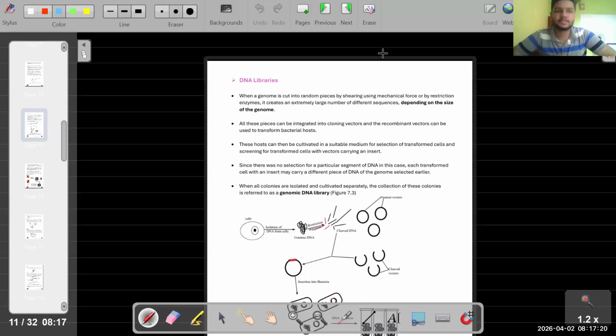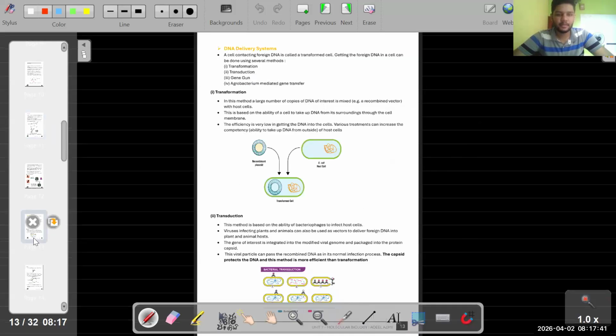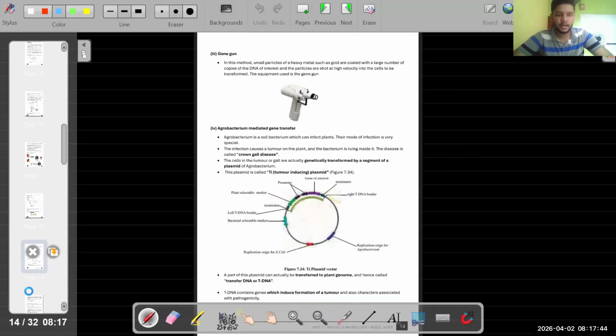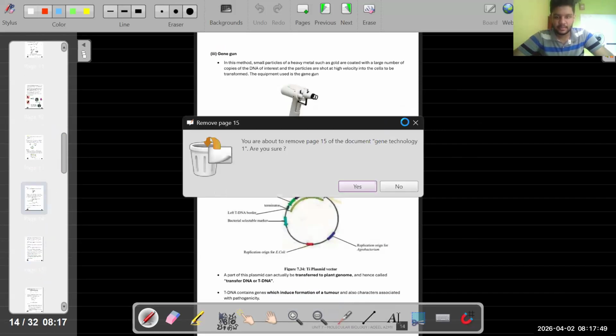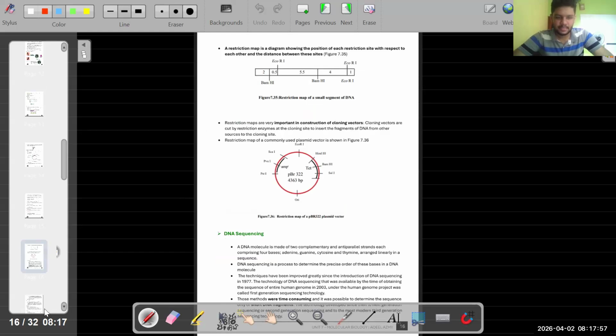So today, I guess this is the third session for gene technology. What we will be discussing today is the topic DNA library. From DNA library, we'll be starting on, and hopefully, let's see up to which part we can complete by today. Hopefully, we can complete the DNA delivery system, these small sections, and then I hope we can complete the analysis part. This is a small theory part, and the DNA sequencing part.